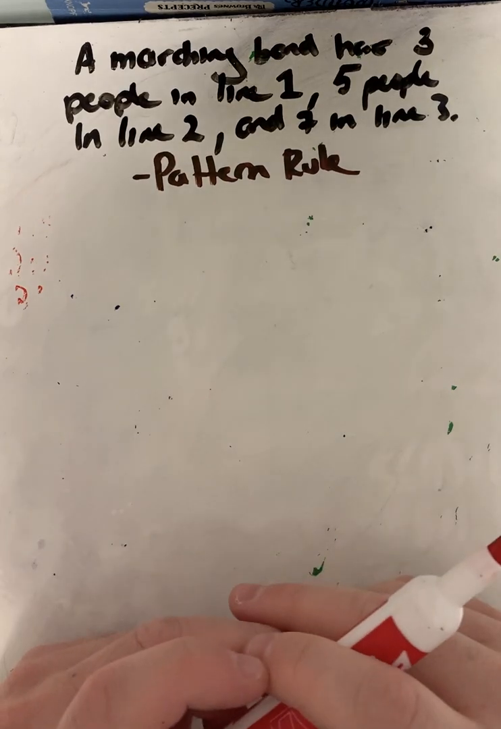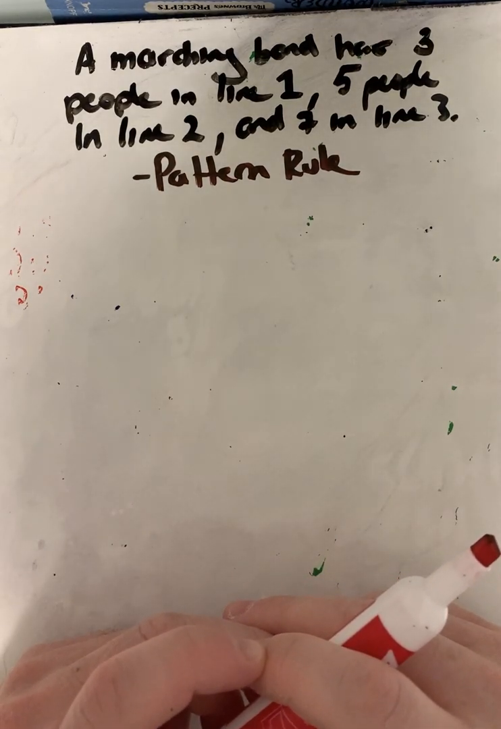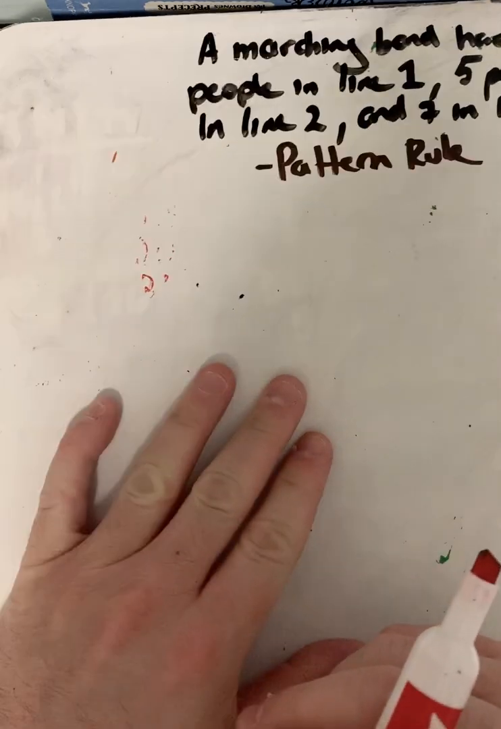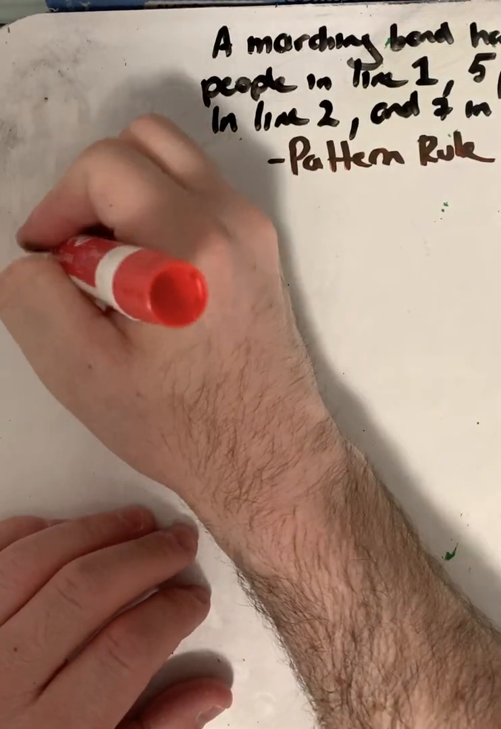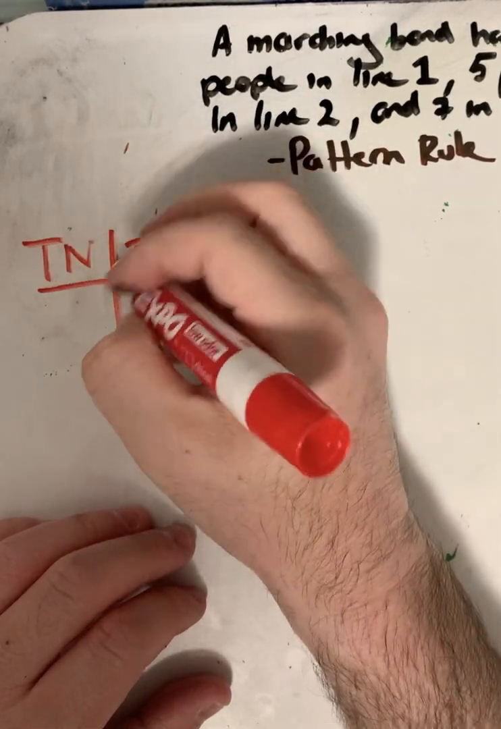A marching band has 3 people in line 1 of the marching band, 5 people in line 2, and 7 in line 3. Let's write a pattern rule for this. So let's create our chart, term number, term value.